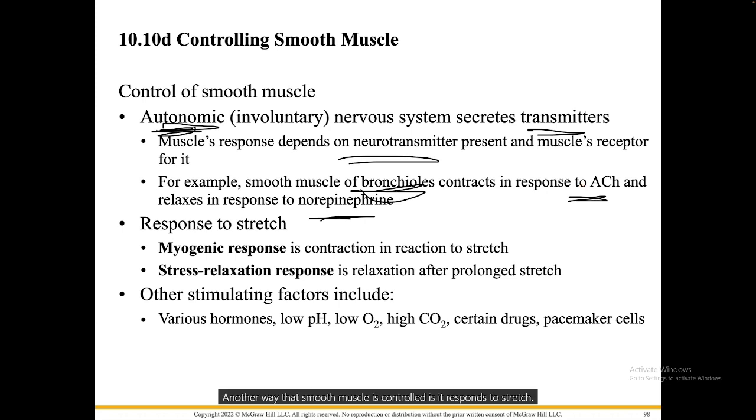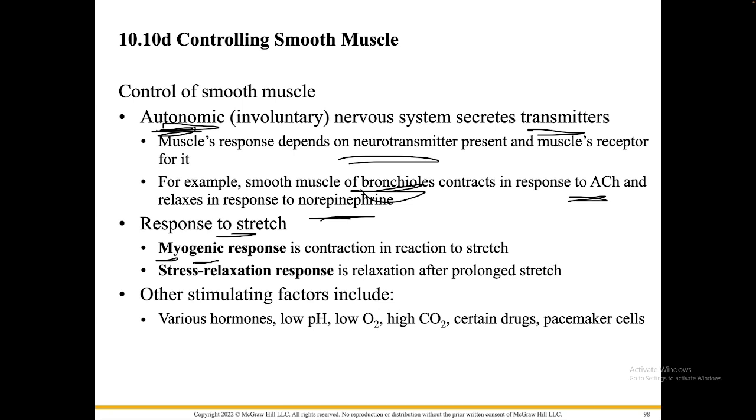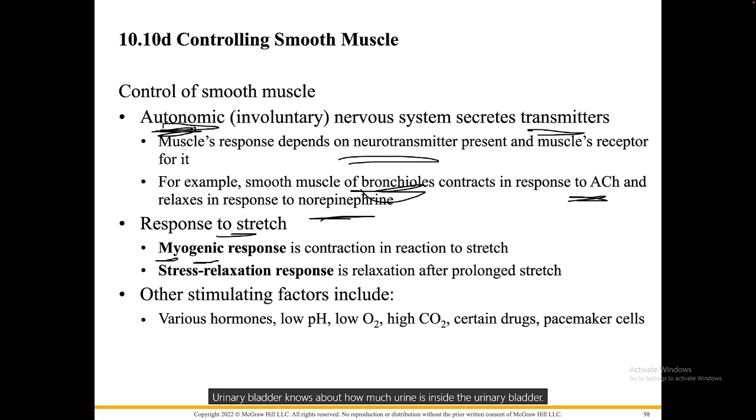Another way that smooth muscle is controlled is that it responds to stretch. Genic means to generate, and myo means muscle, so this is literally the muscle responding to how much it's being stretched. Your urinary bladder knows about how much urine is inside it. It can tell itself what's going on.